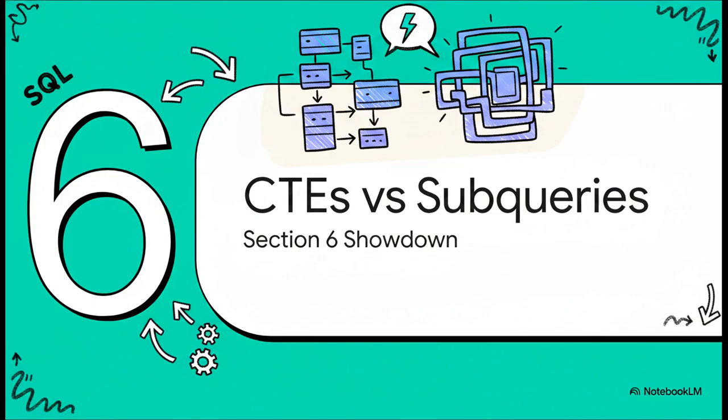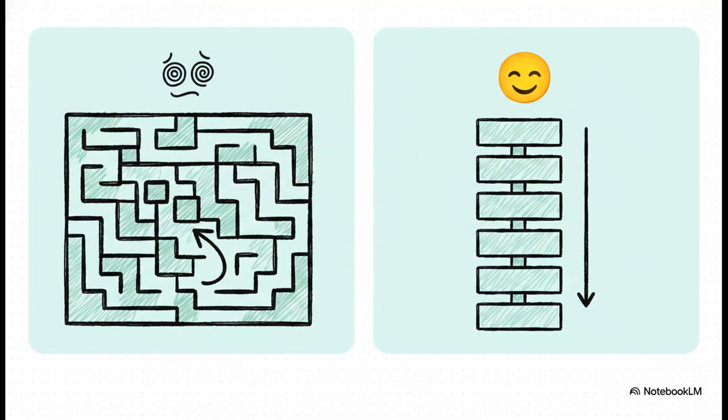All right, let's put these two contenders head to head. Section 6, CTEs versus subqueries showdown. Comparing these two approaches side by side really drives the point home. A nested subquery completely forces your brain to hunt for the innermost select statement, figure out what it's even doing, and then painstakingly work your way backwards to the outer query. Honestly, it's mentally exhausting. But a clean CTE block, it's an absolute joy.